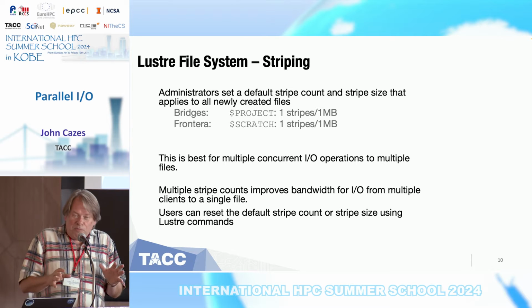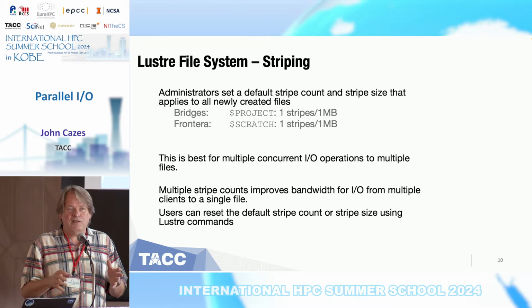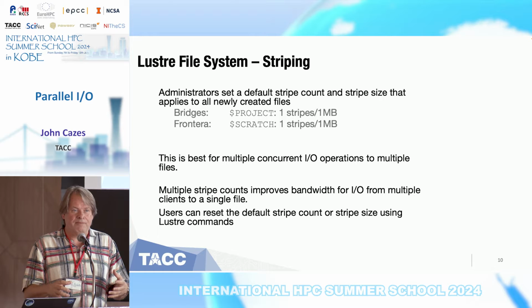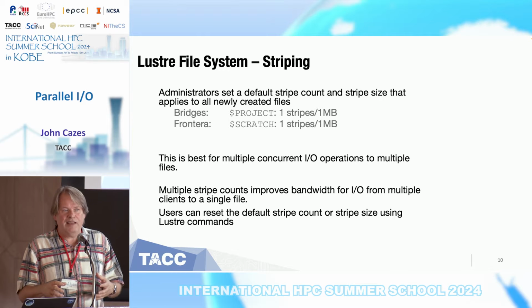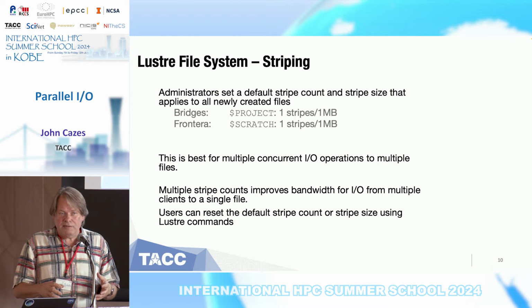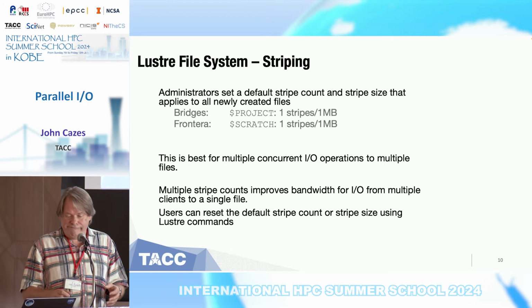Now, the little bit of a problem with this is that when you create a file, it's frozen. The stripe size and the stripe count are part of the file metadata, and you can't change that. You can create a new file, or you can create a new directory with default types and write to that. But you can't change the type of the file.